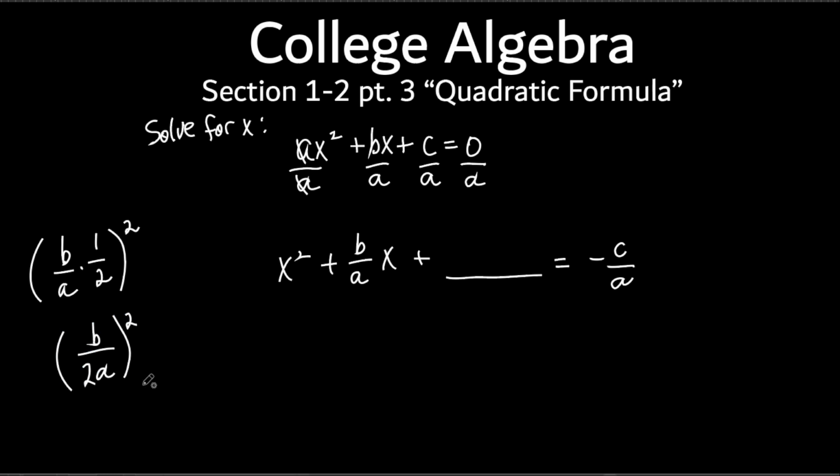And let's see what we get when we square this. Square the top, square the bottom. It's easy. B squared over what?